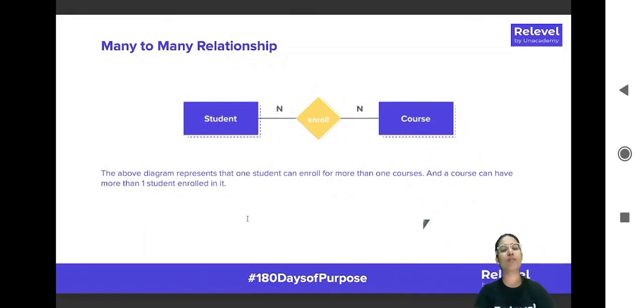I can enroll for multiple courses, and courses will have multiple students. I can enroll for, let's say, English, Hindi, maths. My friend Aman can enroll for, let's say, SST, English, Hindi. My friend Shikha can also enroll for multiple courses, and those courses have many students as well. So this is a many-to-many kind of relationship.